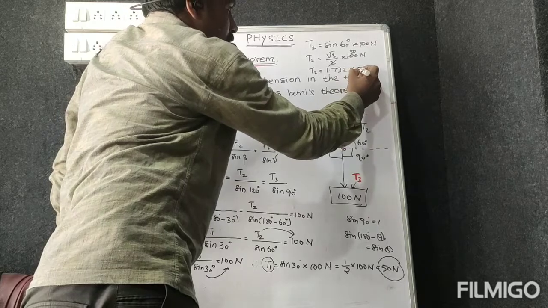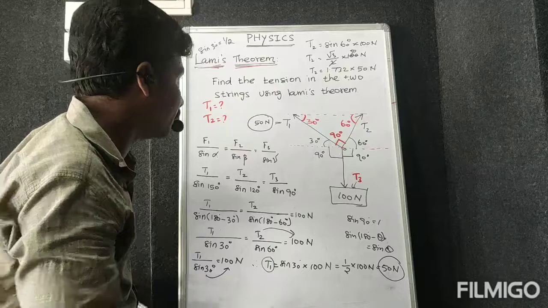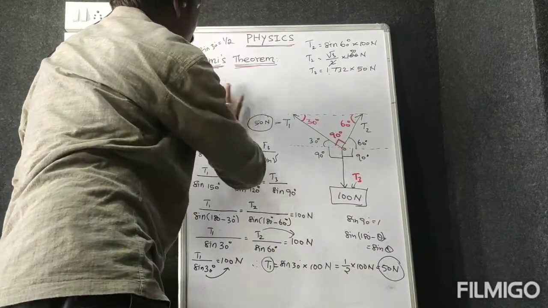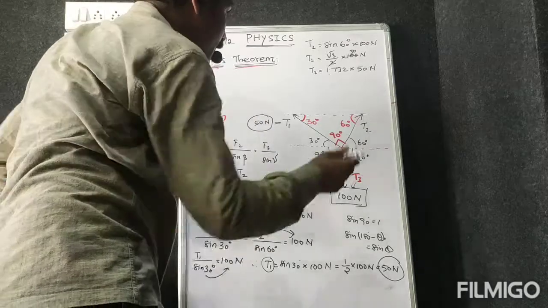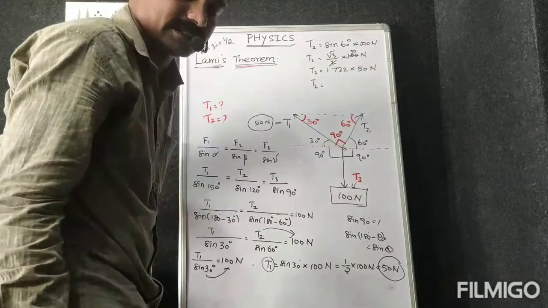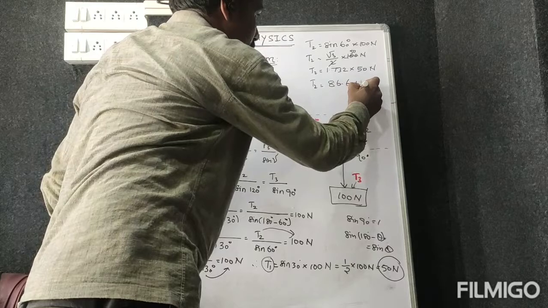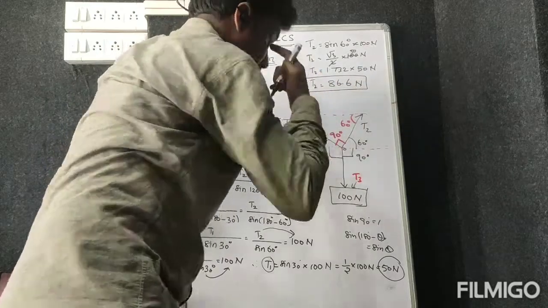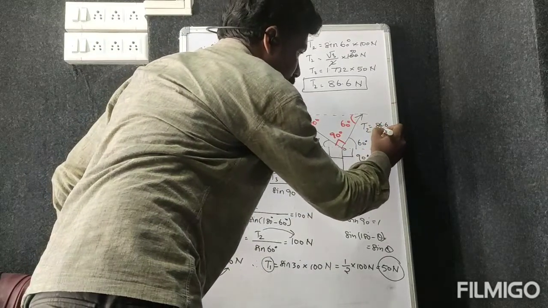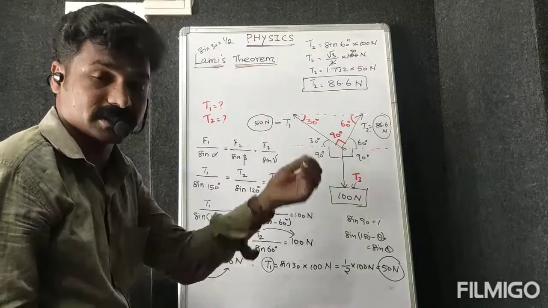Root 3 is 1.732, into 50 Newton. Finally, I can write the answer to the question now. T2 is equal to 1.732 into 50, which I already calculated, that is 86.6 Newton. So now we find T2 is 86.6 Newton.